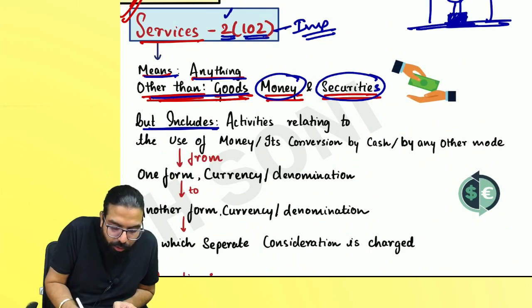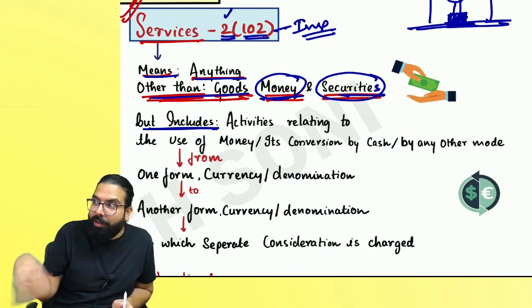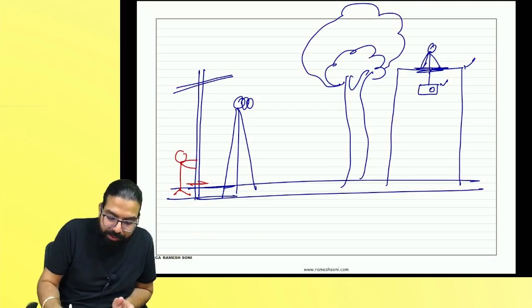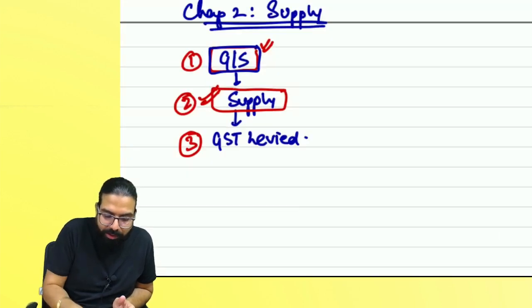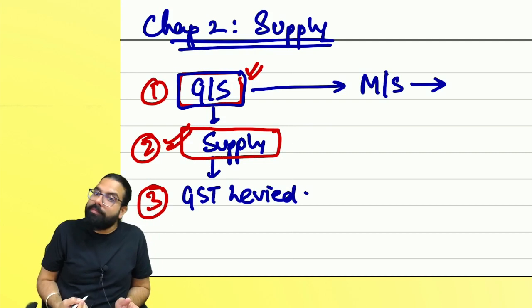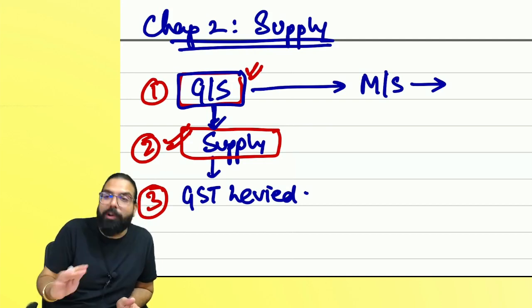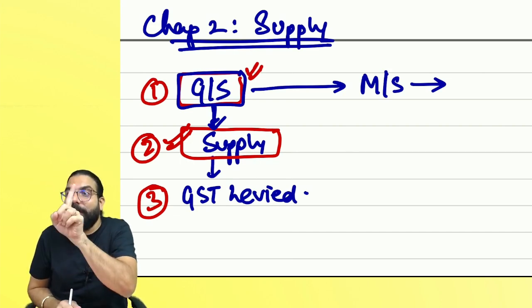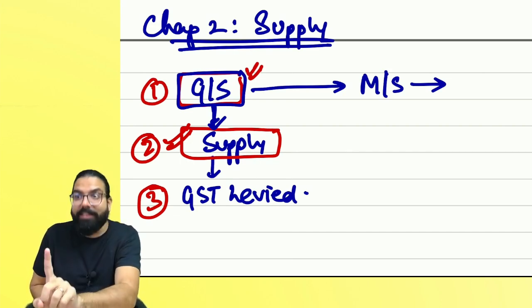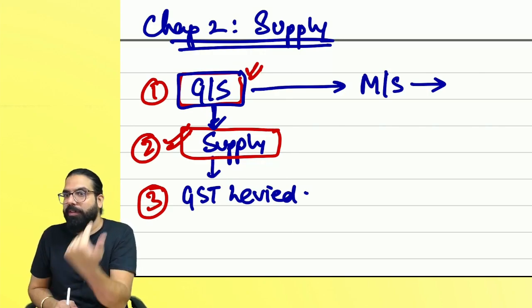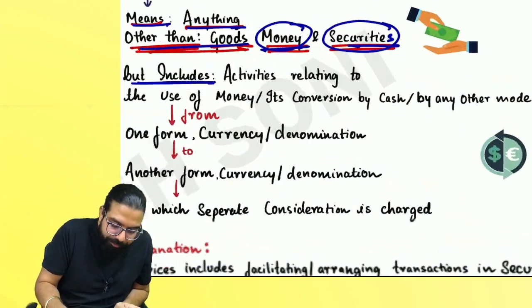Service means anything other than goods, money, and securities. Money and securities are also out of service. It means money and securities are neither goods nor service. So in the first step, when we learned about goods and service, can I say money and securities are out? Hence we don't see the second step for them. But if something is goods or service, we have to see the second step, whether we have supplied it. Only if you have supplied it, GST will get imposed. Did you guys get it? Where are we today? We are on the first stage. Next.